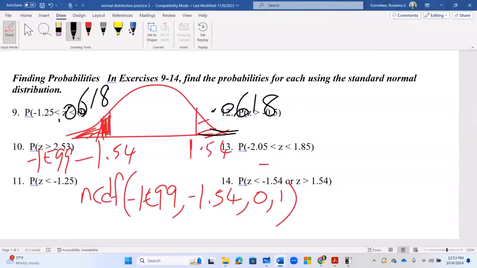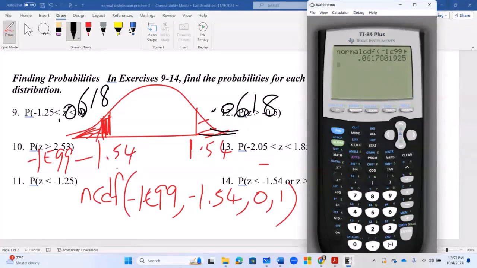Okay, so we're going to add this up, and I can just multiply it in my calculator. So multiply by 2. And I got what? 12.36% approximately. So that is the area on both ends.